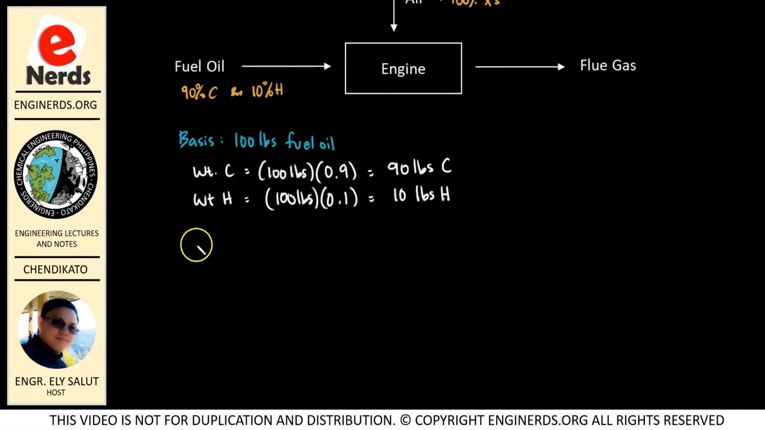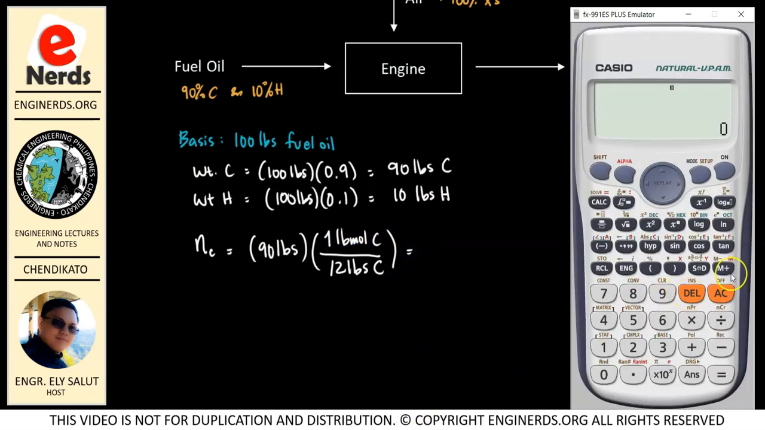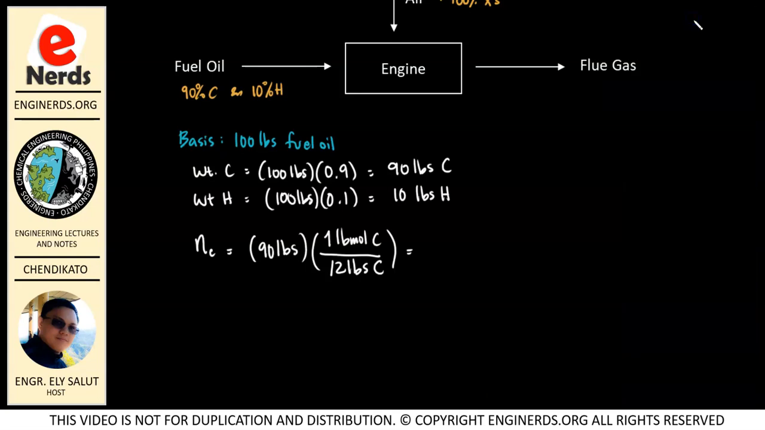Now, in order to use this sa ating mga combustion reaction, we need to convert this into number of moles, right? So, the number of moles of carbon is equal to 90 pounds divided by its molecular weight. So, we have 12 pounds of carbon per 1 pound mole of carbon. And this will be equal to, check natin, we have 90 divided by 12, which is equal to 7.5. So, we have 7.5 pound moles of carbon.